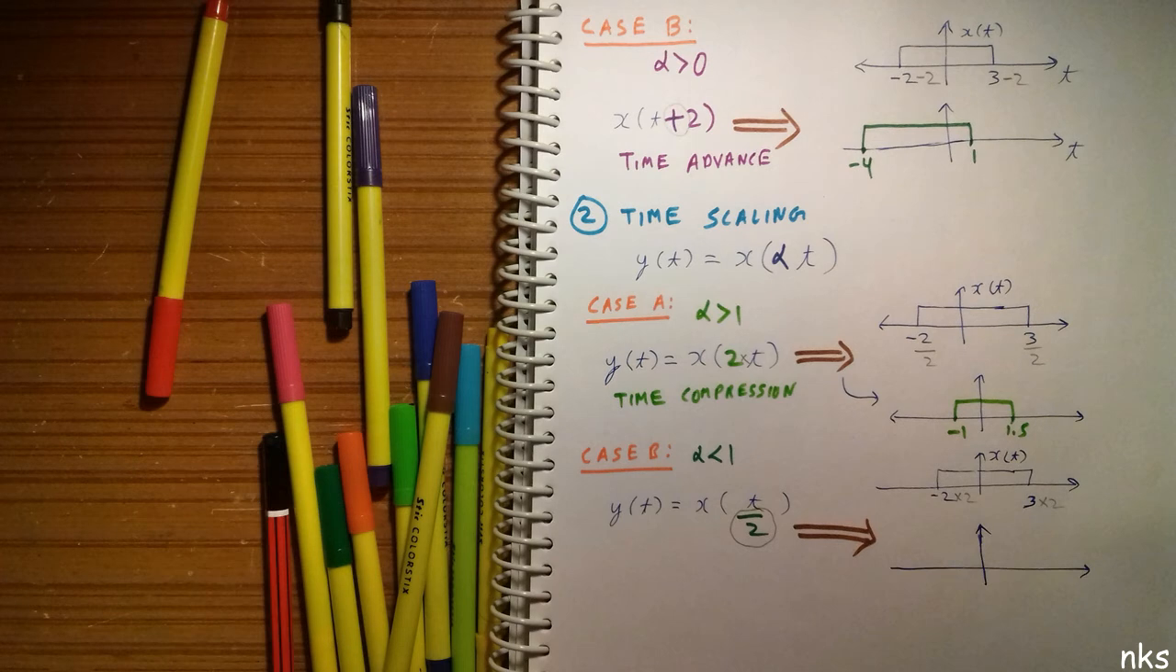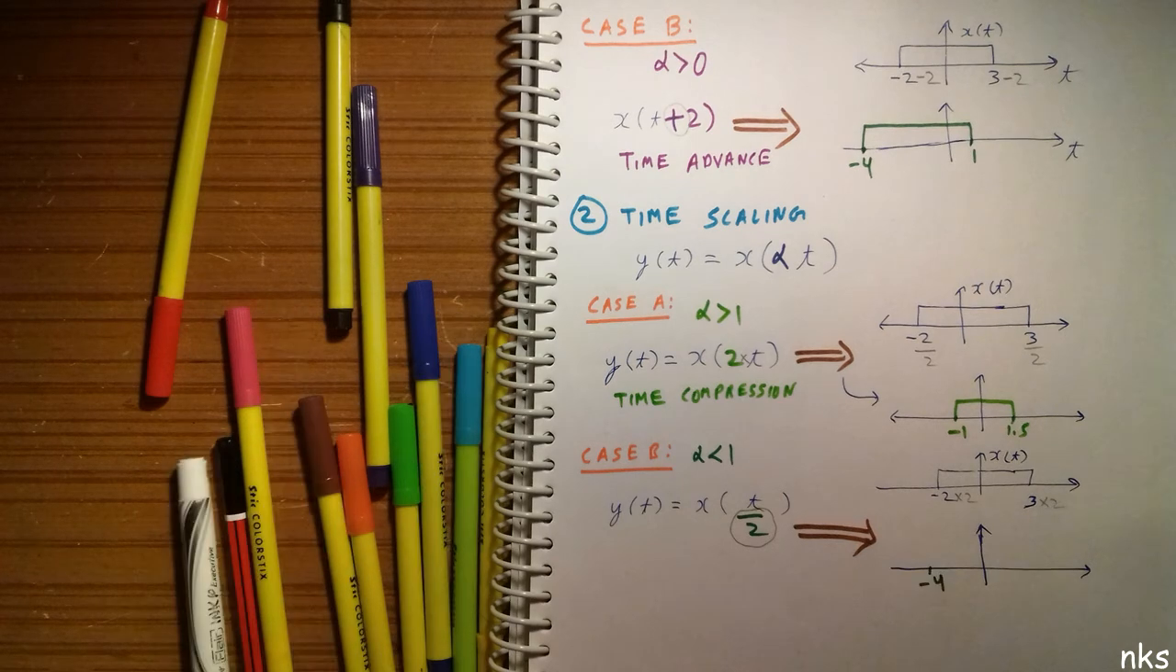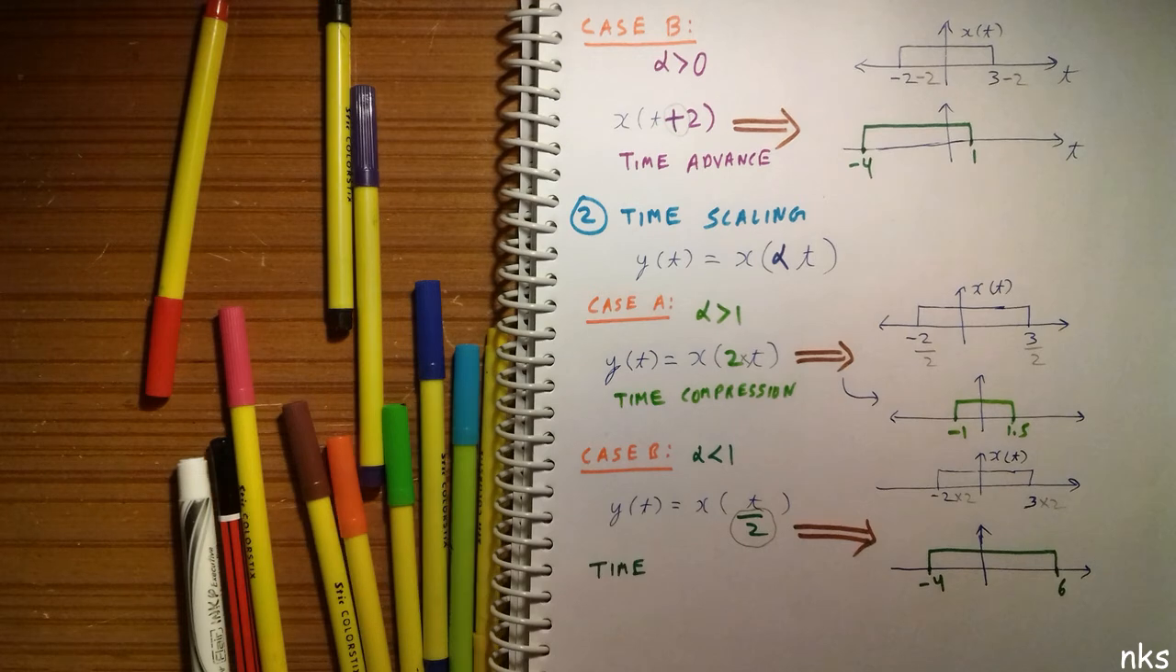And what I will get? Minus 2 into 2, minus 4, 3 into 2, 6. So this is my new signal. So what is it called? Time expansion. So this is time scaling.